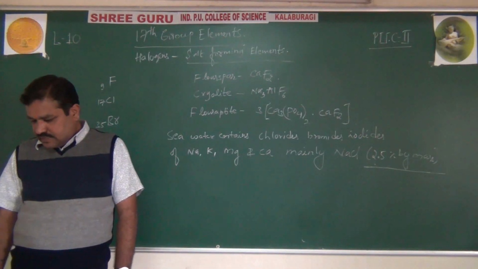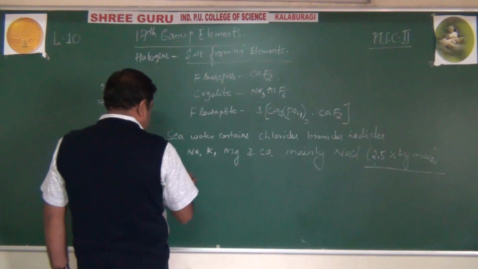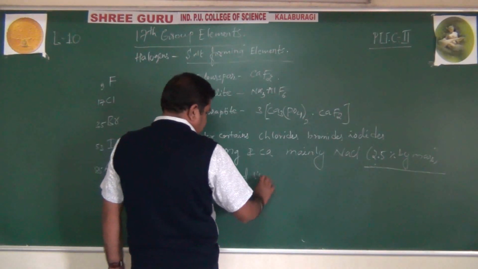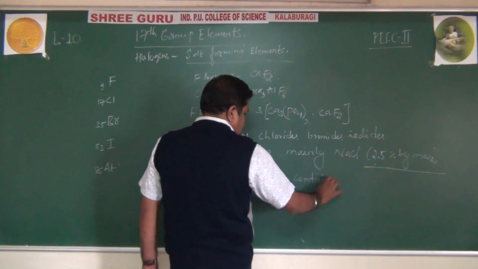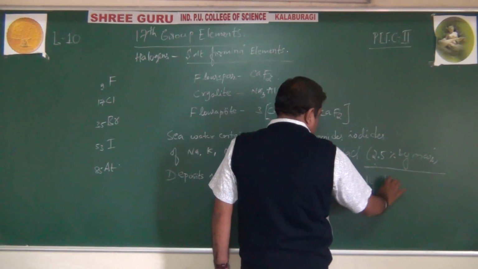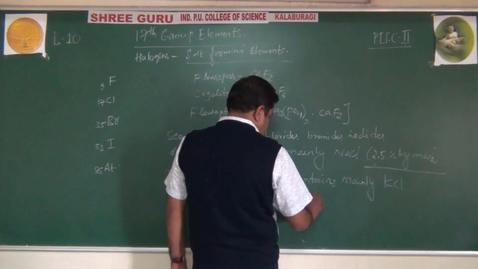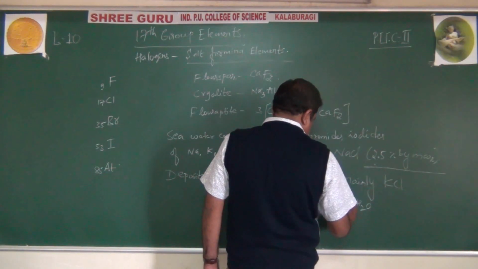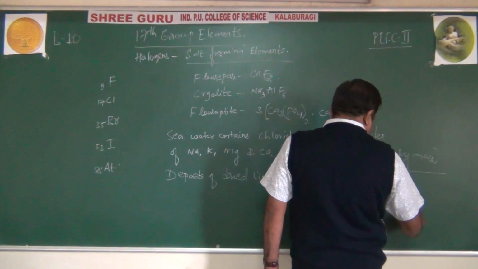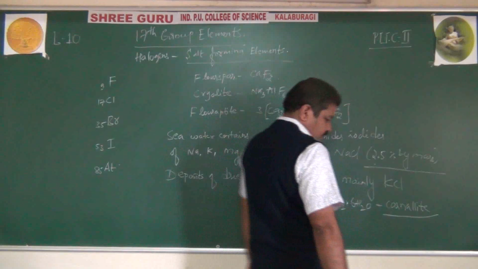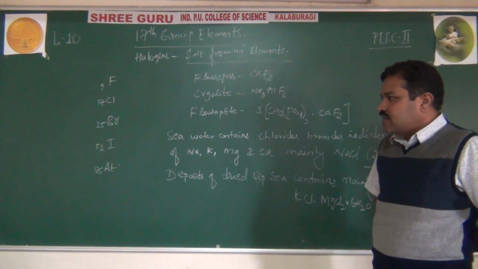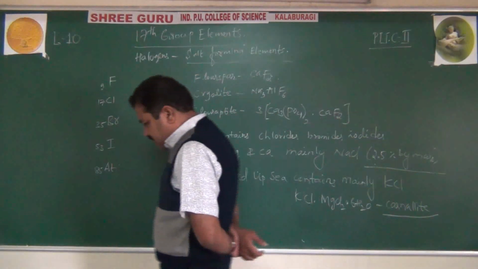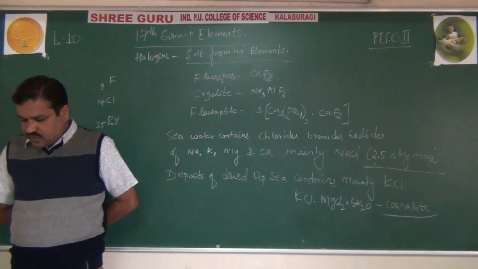How does bromine exist? The deposits of the dried up sea contain mainly KCl·MgCl2·6H2O, hexahydrated potassium magnesium chloride, this is called carnallite. Like this, in compound form they are present. Astatine is usually radioactive, that is what you call a halogen. Like this in nature, these chlorides, bromides, iodides are all crystalline solids and mainly they are content of the sea only.